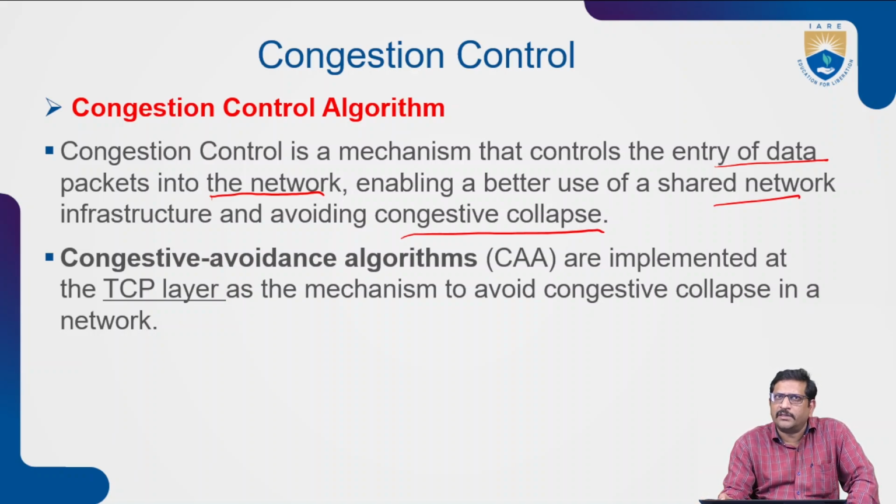Congestion avoidance algorithm, that is CAA. Generally it is implemented at the TCP layer, the transmission control protocol, that is at the transport level. In the OSI reference model, while devices are communicating, the congestion avoidance algorithm can be implemented at the transport level. This is the mechanism which is avoiding the congestion.